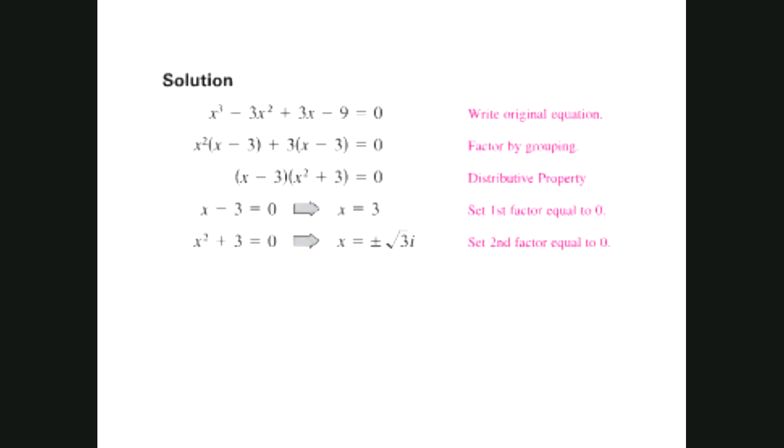And here's the work a little bit more. And they solved it. So one solution is x = 3, and for the second solution, I'd have x^2 + 3 = 0, so I'd set that equal to 0 and solve that.